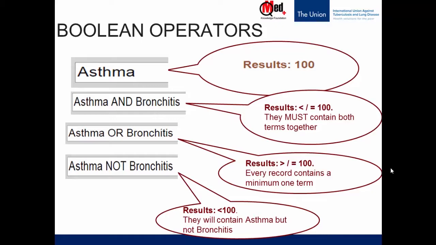But when it comes to NOT, we need to be careful. When I say asthma NOT bronchitis, I'm looking for 100 minus the second set. But if I type bronchitis NOT asthma, the result depends on how many records contained the word bronchitis. If it were, say, 150, it would be 150 minus whatever was in the second set. So NOT has to be used very carefully.